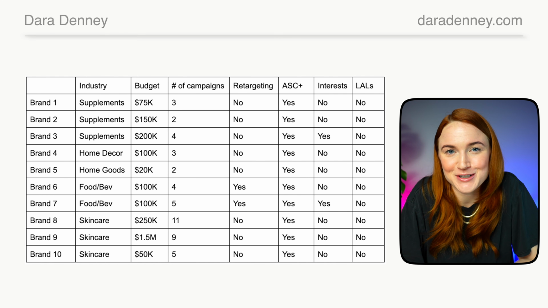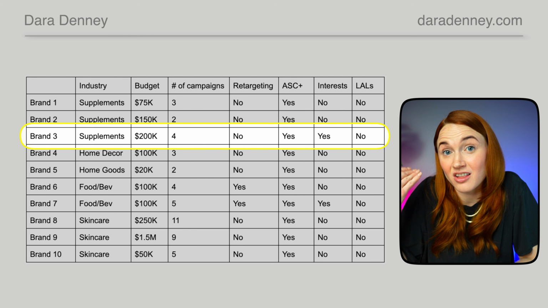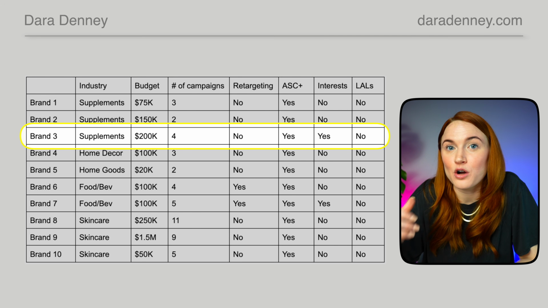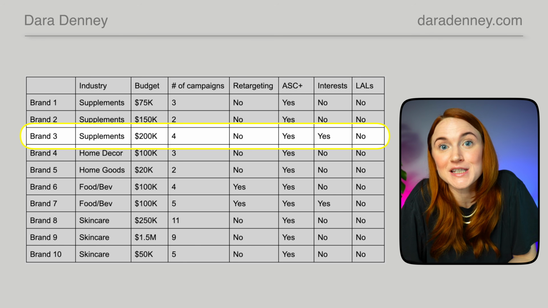So let's take a look at some of these individual brands, right? Let's look at brand number 3 at first. This is one of the only ones that was doing a lot of interest targeting, and to be honest, it wasn't really doing that well for them. They were getting a lot better performance coming out of Broad. However, I think the reason why they're doing it is they weren't necessarily reaching their goal across the board.